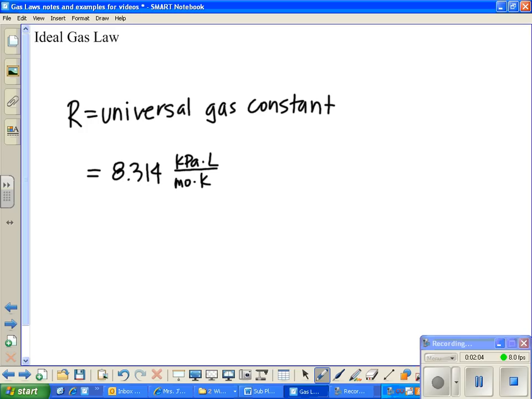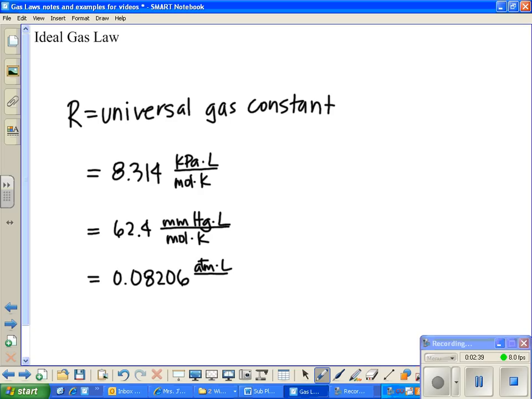It also equals, there are different numbers for R if you have different pressures, 62.4 millimeters of mercury. So if you are dealing with pressure in millimeters of mercury, this is the R value you would use. Oops, forgot the L. Liters divided by moles of Kelvin. And the third R, if you're dealing with pressure in atmospheres, is 0.08206 atmospheres times liters over moles times Kelvin.